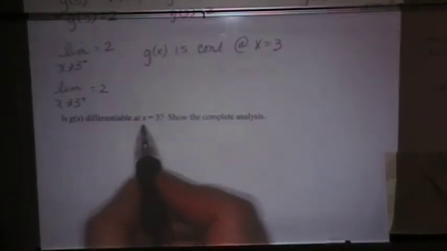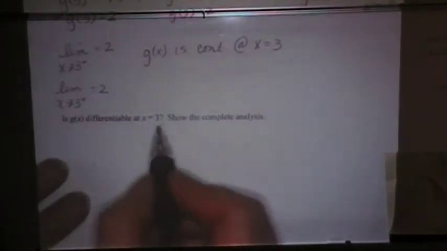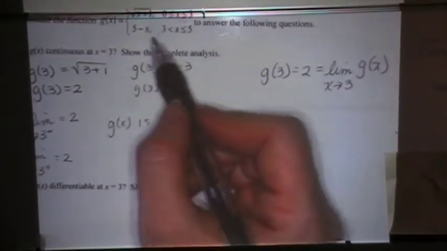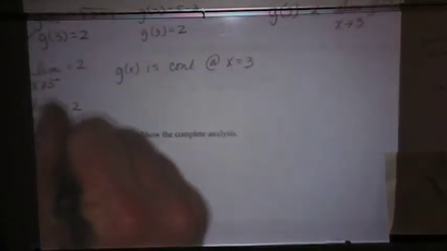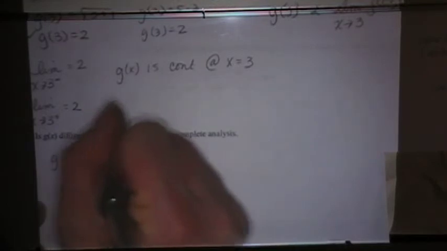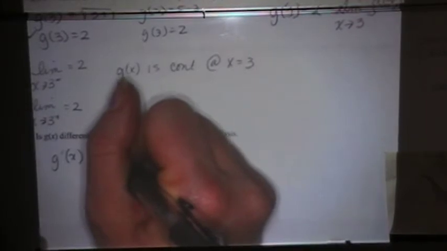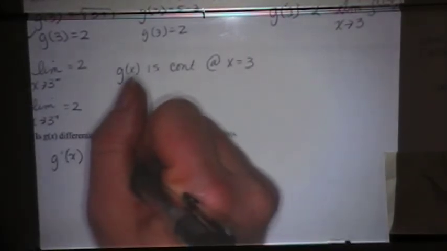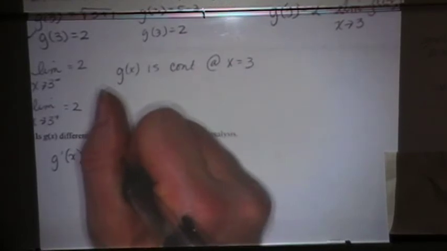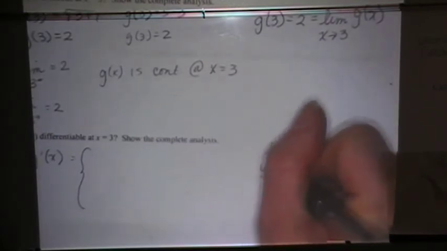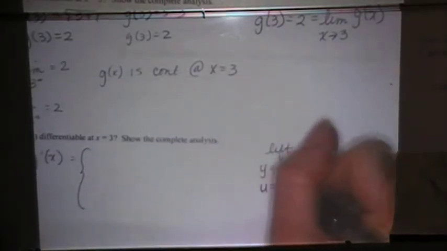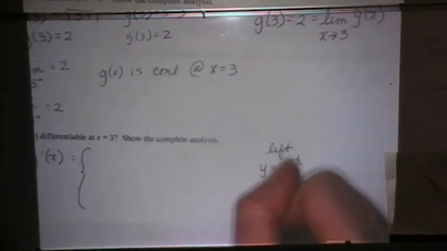So now, is it differentiable at x equals 3? Well, in order for it to be differentiable at x equals 3, the left and right hand derivatives have to equal each other. So we're going to take the derivative of each piece. So I'm going to find the derivative of both the left and the right hand piece. So the first piece, I'm going to have to use chain rule. So I'm going to go over here and find the first piece. So this is the left-hand piece. y equals u to the 1/2, u equals x plus 1, dy/du times du/dx.